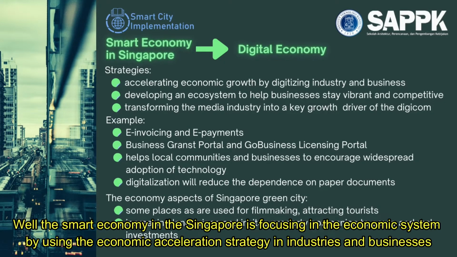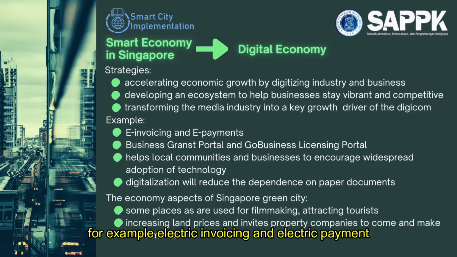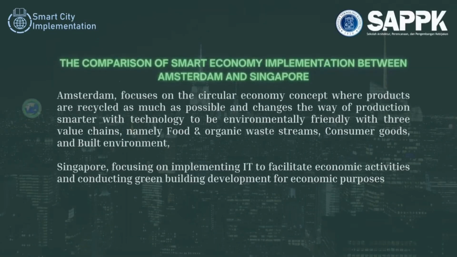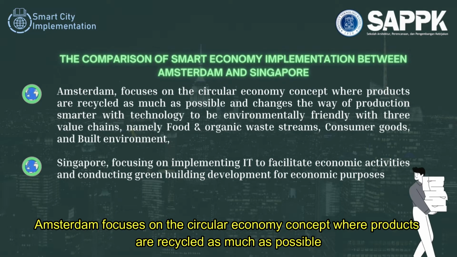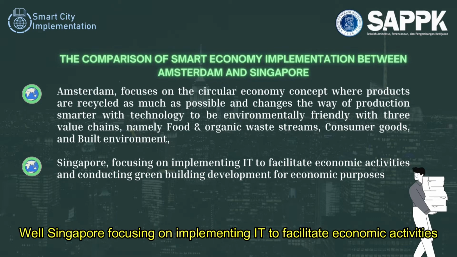While the smart economy in Singapore is focusing on the economic system by using an economic acceleration strategy in industries and businesses, for example, electronic invoicing and electronic payments. The comparison of smart economy implementation between Amsterdam and Singapore is that Amsterdam focuses on the circular economy concept, where products are recycled as much as possible, while Singapore focuses on implementing IT to facilitate economic activities.